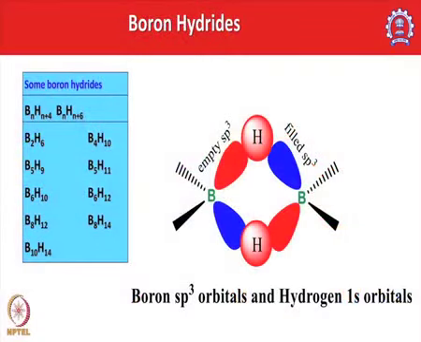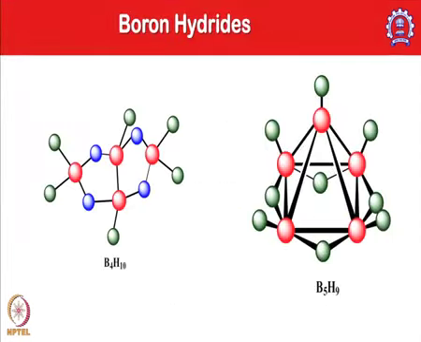And other boron series, as I mentioned, we have 2 series, the BnHn+4 series and the BnHn+6 series. They give very interesting structural types, and all these structural types can be explained using Wade's rule. At an appropriate juncture, I would introduce Wade's rule to explain the bonding and geometry in boron hydrides. For example, here I have shown the structures for 2 higher boron hydrides, B4H10 and B5H9.